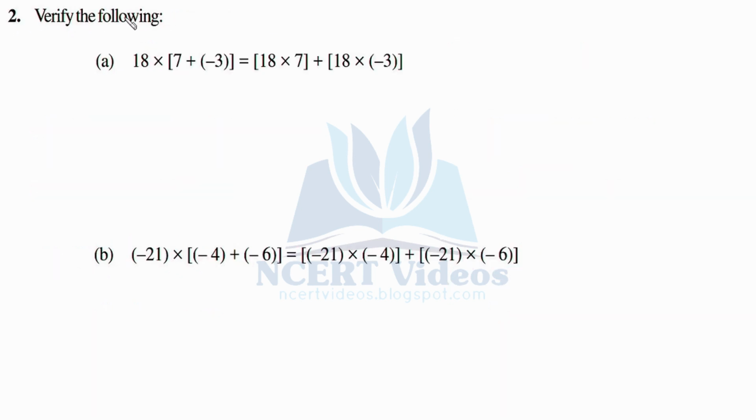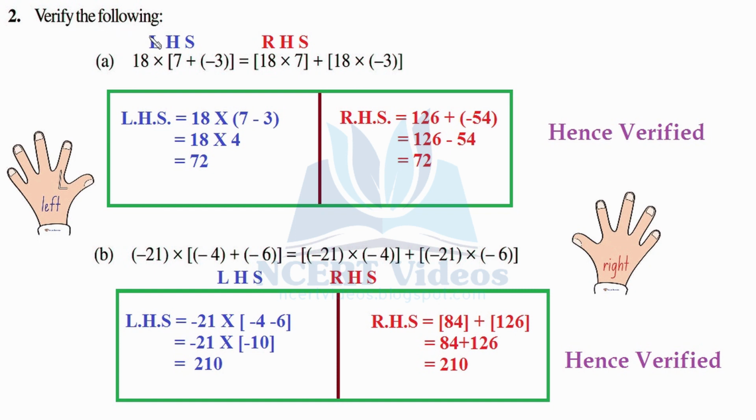Second, verify the following. Now here we have two terms separated by equal. Therefore it makes left hand side and right hand side. Therefore we simply write it as left hand side and right hand side. We will prove that both the values separated by equal sign become equal. So this is your left hand, therefore you term it as left hand side, and this is your right hand, therefore you term it as right hand side. So first of all, we will solve left hand side. Then afterwards, right hand side.